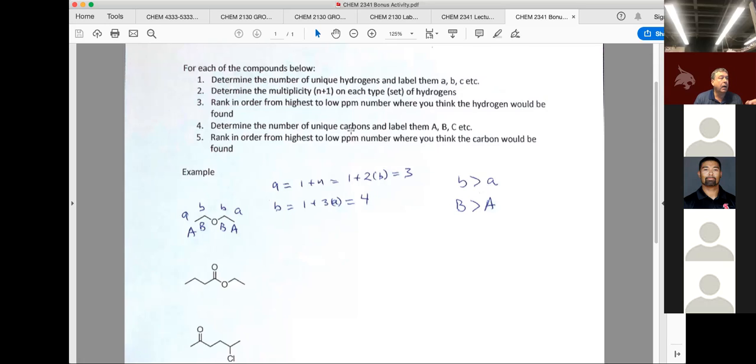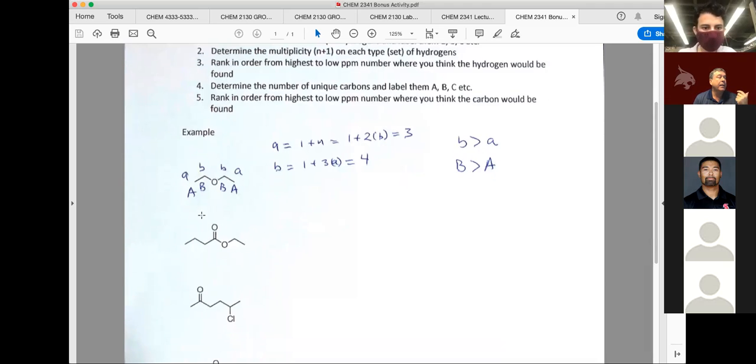Now let's do the carbons here. So I labeled them in capitals here on the bottom halves. So we have an A carbon and a B carbon and a B carbon. And so that would give us that. And then we rank these in order too. And again, the B is next to this oxygen. That's an electronegative atom, so it's going to be furthest downfield. So we're going to label it first B, and then the second one A.